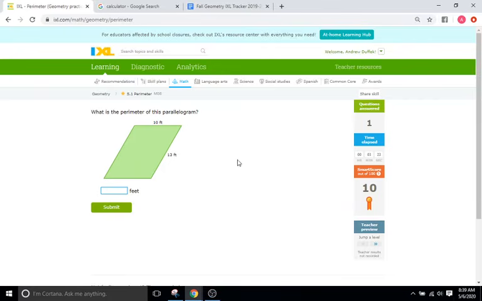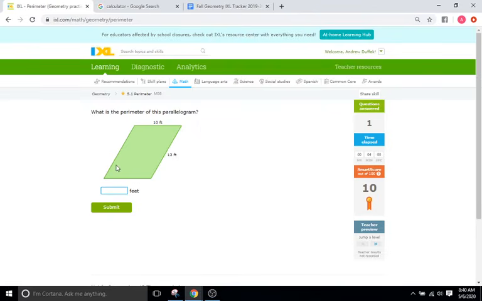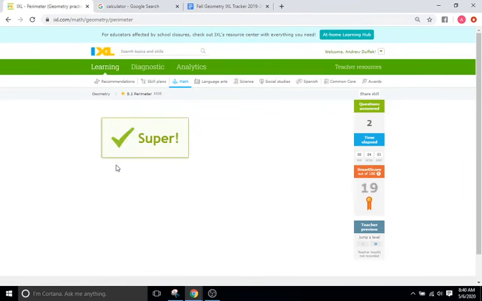Okay, so here we have a parallelogram, and it only gives us 10 and 13 here for the slant, but since this is a parallelogram, we know that the top is going to be the same as the base down here. So 10 feet up there, 10 feet down here, and then for the slant, 13 feet, and then over here is also going to be 13 feet. So it's going to be 10 plus 10 plus 13 plus 13. That's 46. Come back, do 46.